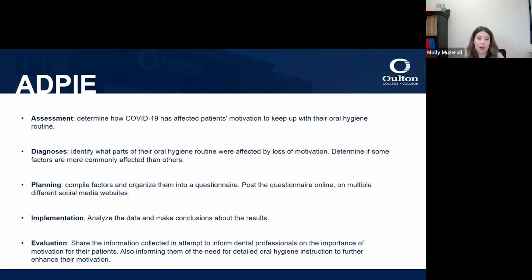Planning was to compile factors and organize them into a questionnaire, post this questionnaire online and on multiple different social media websites. Our implementation was to analyze the data and make conclusions about our results that we found. Evaluation was to share the information collected in an attempt to inform dental professionals on the importance of motivation for their patients, also informing them of the need for detailed oral hygiene instructions to further enhance their motivation.